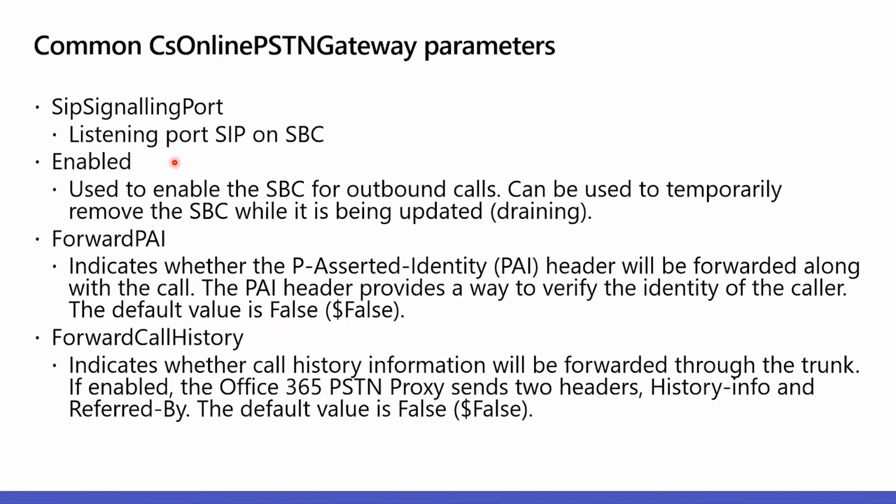Device can be enabled, in a draining state, or disabled. If you're doing any maintenance on the device, you can remove it from the pool of gateways. Forward PAI is the P-Asserted-Identity. If enabled, it will be forwarded with the call. The default setting is false. It provides a way to identify the identity of the caller, or anonymous if enabled. Forwarding call history by default is false. When enabled, we send 2 additional headers, History-Info and Referred-By, with the call.